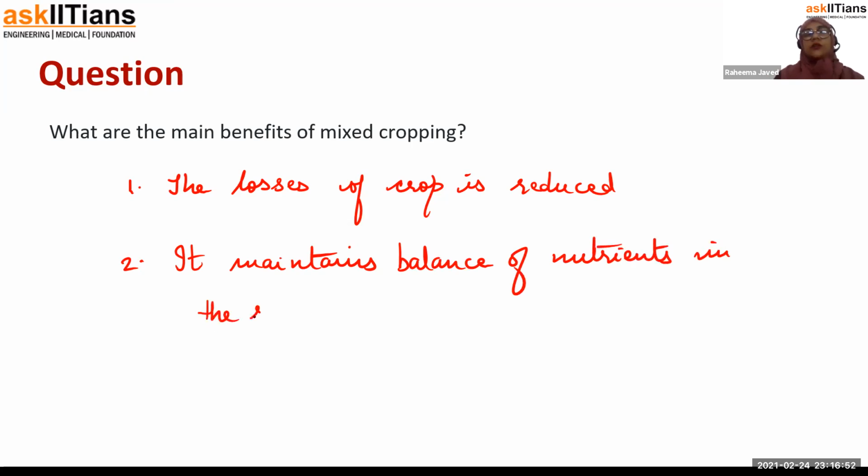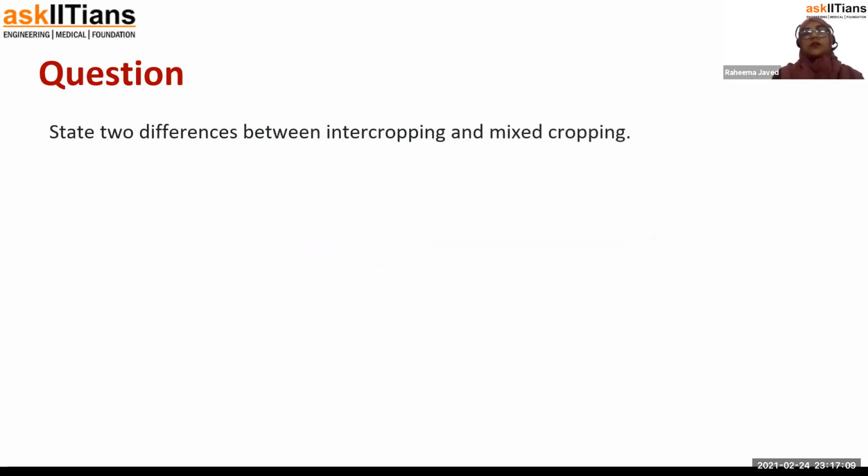This point also, I think I mentioned, where if one crop is using a certain nutrient, the other crop is using a different nutrient, and deficiency of a particular nutrient will never occur in the soil, which is of course helpful. So next question is about stating two differences between intercropping and mixed cropping.